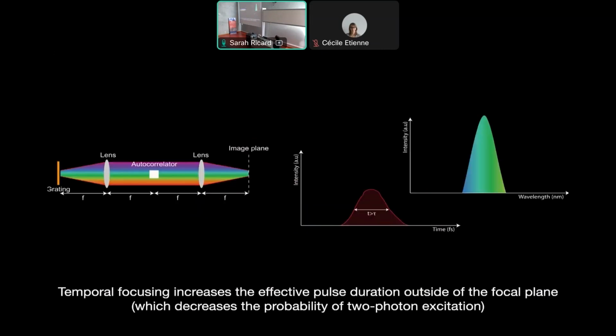And now if you were to measure the pulse away from the focal plane, you would find that the pulse duration is much longer, right? Because in this part, all of the colors are separated. So it's like we're propagating each wavelength along a different path. And because each wavelength has a different path length, the probability that two photons from two different wavelengths will arrive at the same point at the same time is negligible. So by using temporal focusing, we reduce the probability of excitation away from the focal plane. So it's called a time lens.